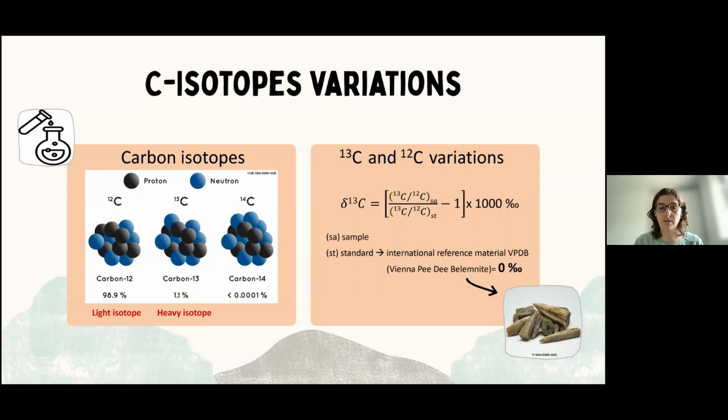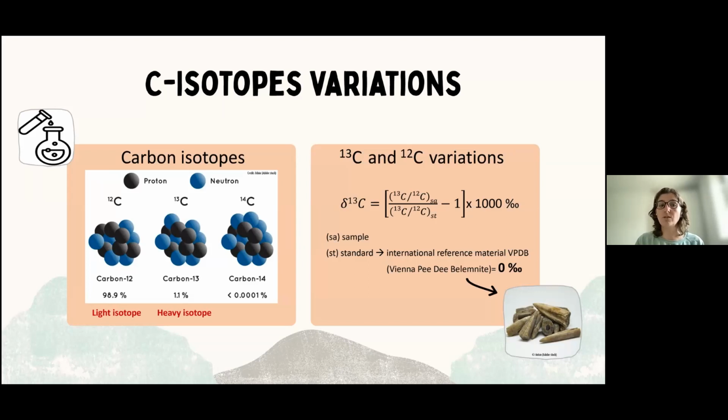This information probably is familiar to you, but I think it's worth mentioning. So isotopes are elements that have the same number of protons, but different numbers of neutrons, resulting in different masses. Carbon in particular has two stable isotopes, carbon-12, which is also called the light isotope, and carbon-13, which is called the heavy isotope because of the mass. But there is also one radiogenic isotope, carbon-14. Almost 99% of the Earth's carbon occurs as the light stable isotope, and the remaining 1.1% occurs as the heavy stable isotope.